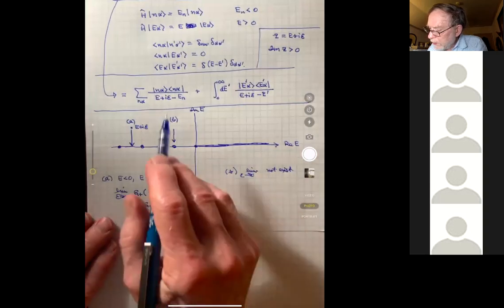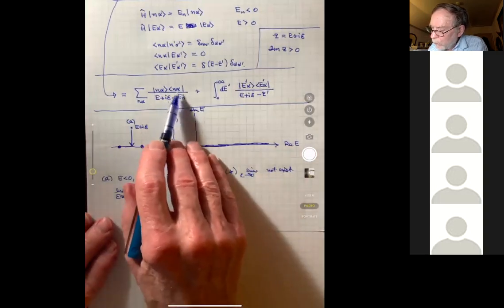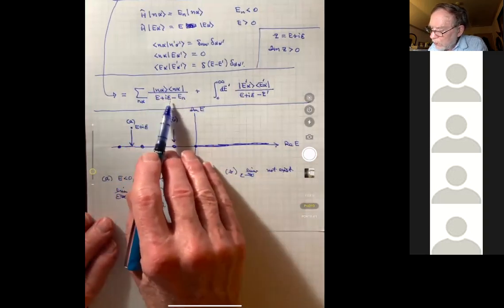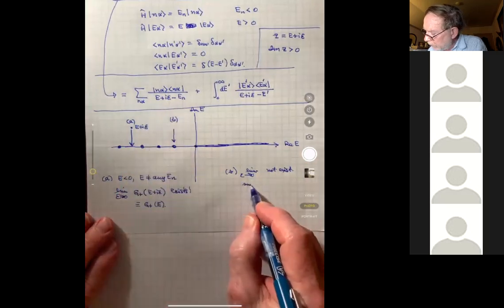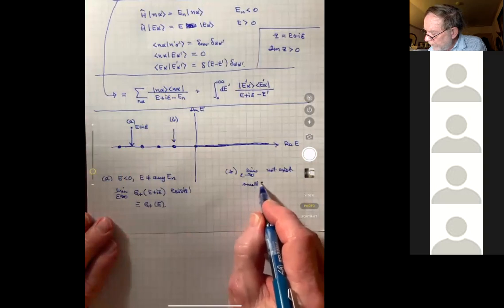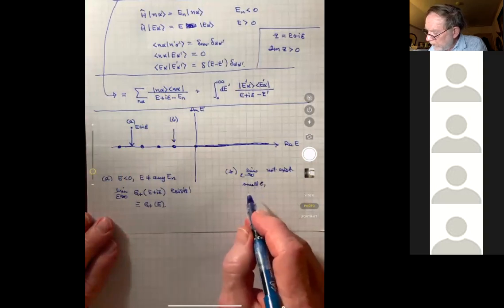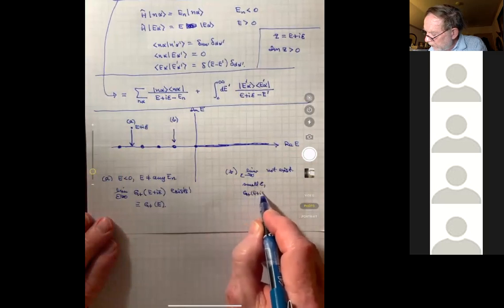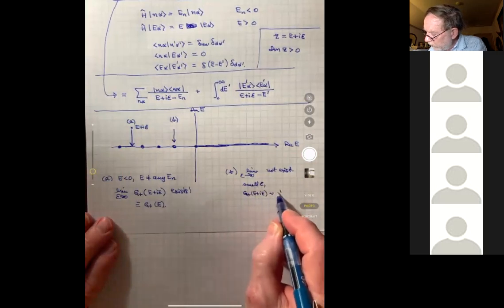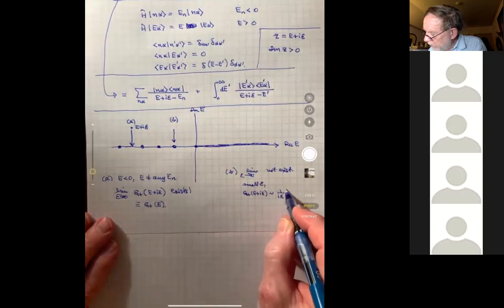However, it's easy to see that if epsilon is small, then one of these discrete bound eigenstates is going to dominate the sum. In fact, for small epsilon, G plus of E plus i epsilon is going to look like 1 over i epsilon times a single term, a sum over alpha of the projector |alpha n, alpha><alpha n, alpha|.